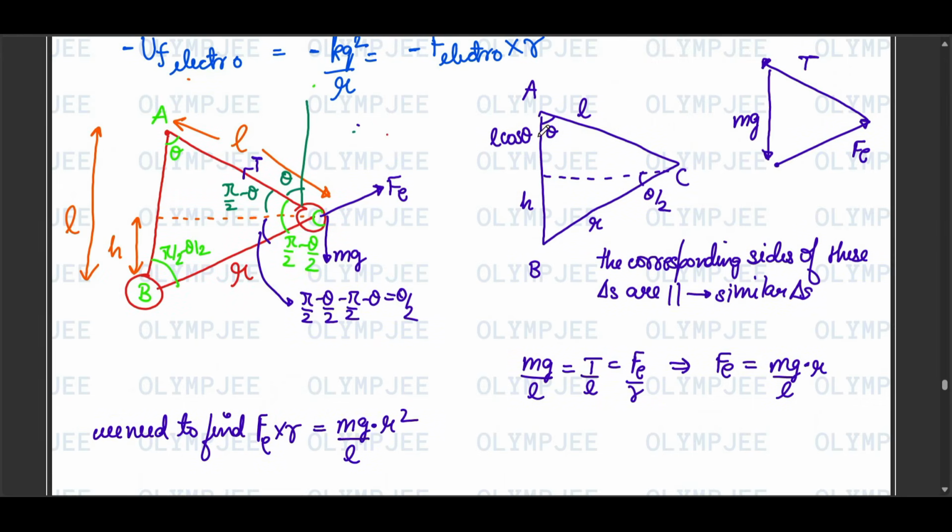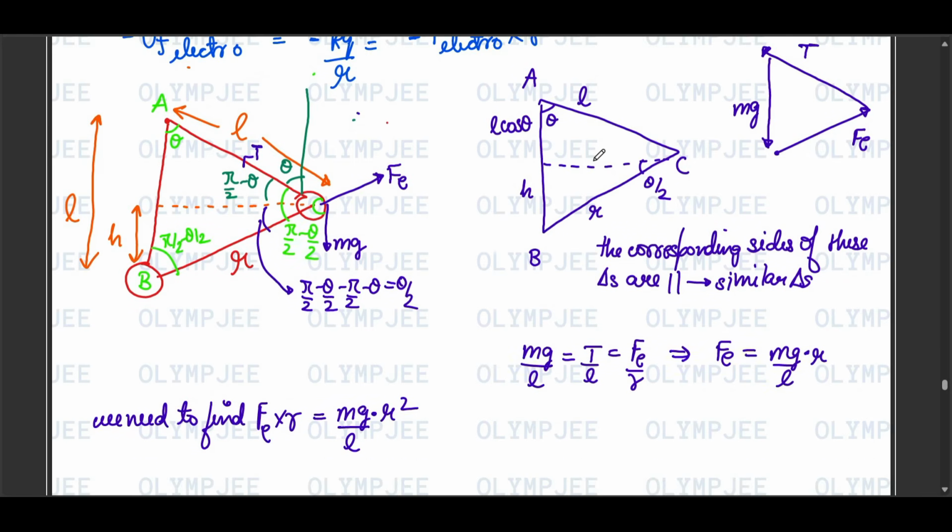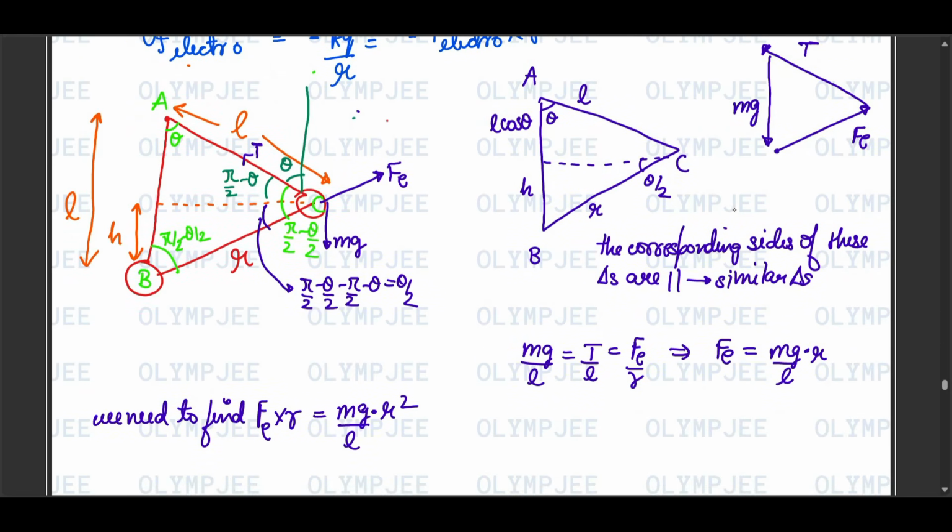So from here we can see that we can get two relationships: sine theta by 2 is equal to H by R, and we can also get that L cos theta plus H is equal to L, because this whole length was L, right? So the components making it should add up to L. So from here we will get that L is equal to H by 1 minus cos theta.